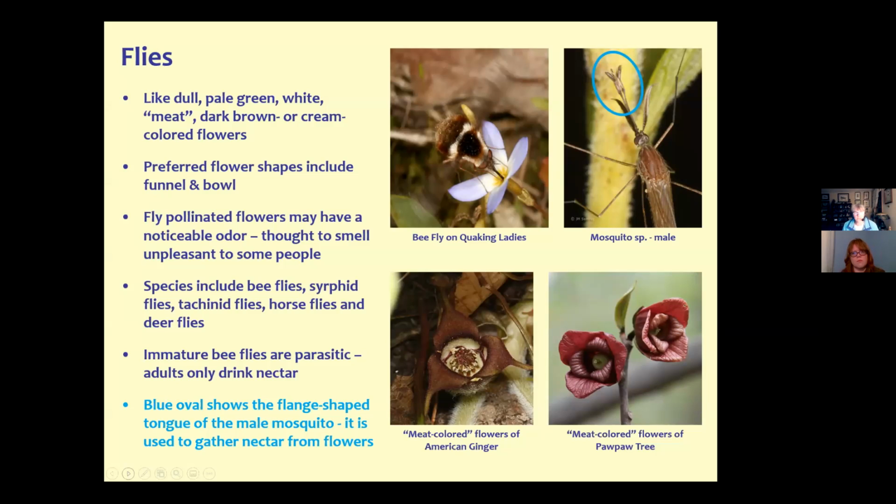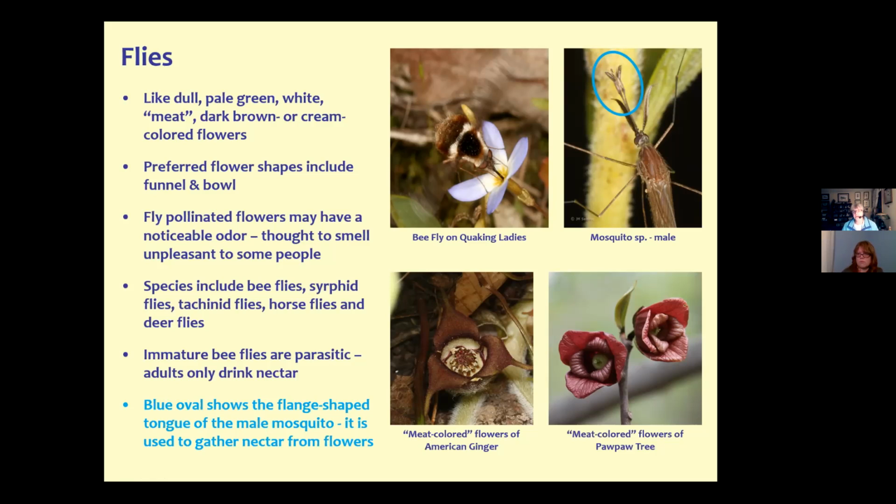Again, that's because some of the fly pollinators used by these meat-colored flowers actually come up from the ground. So a lot of times, if you're familiar, the American ginger flower points downward towards the soil. The same thing with the pawpaw tree flowers, they point downward.